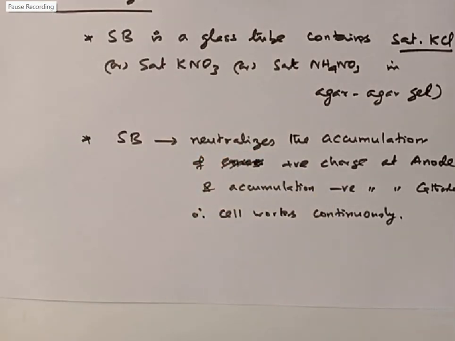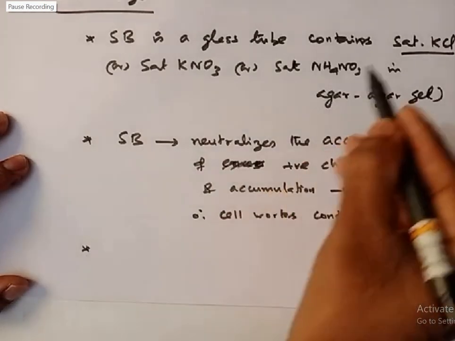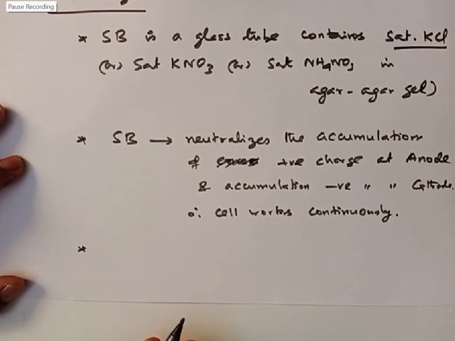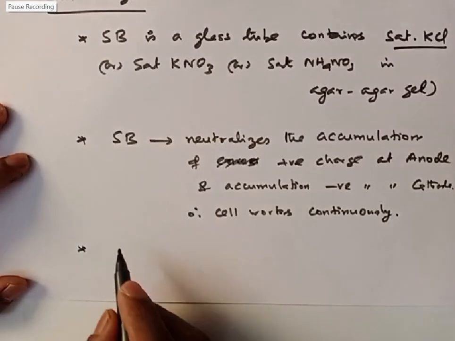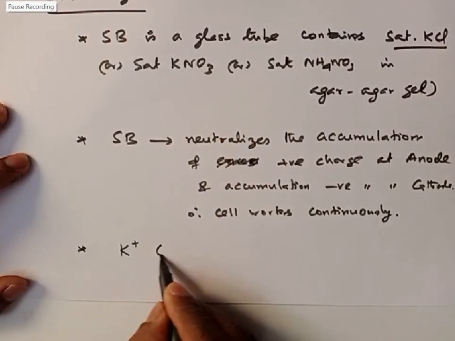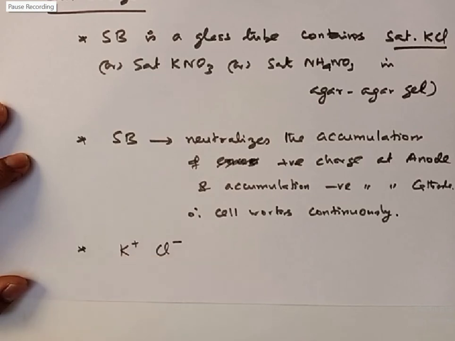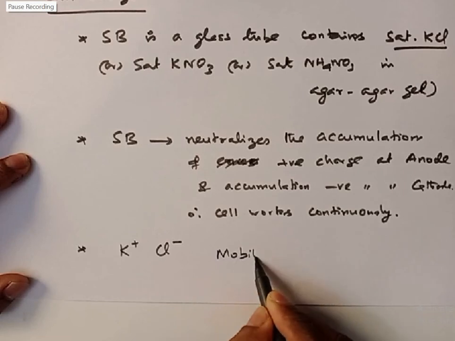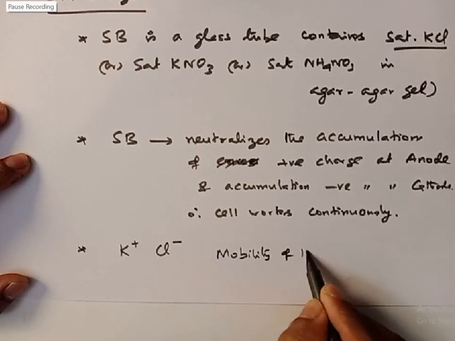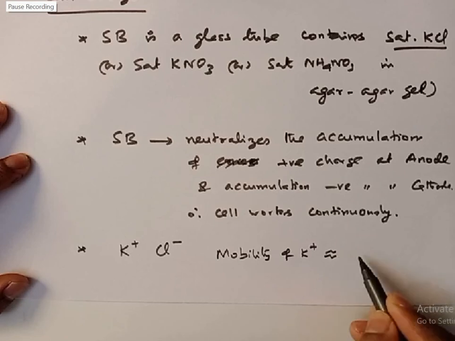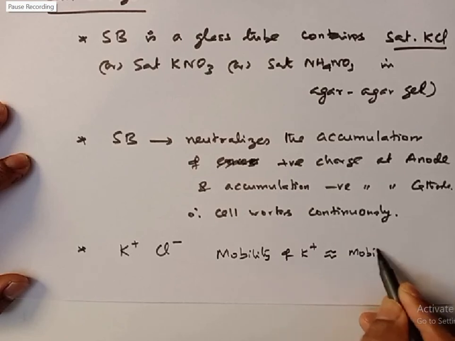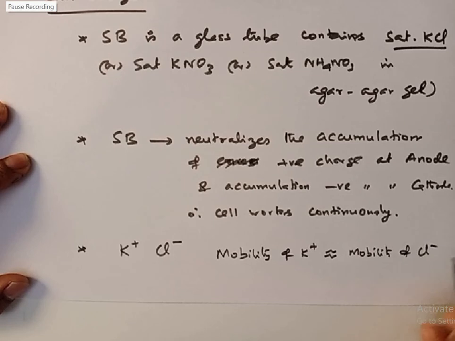Then the next important point you should note here is why we are taking potassium chloride. Why we are taking potassium nitrate? What is the reason? The reason is, listen student, saturated potassium chloride will give potassium ion and chloride ion. These ions, the mobilities of these ions are almost equal. Mobility of potassium ion is roughly equal to the mobility of chloride ion. They have same mobility.